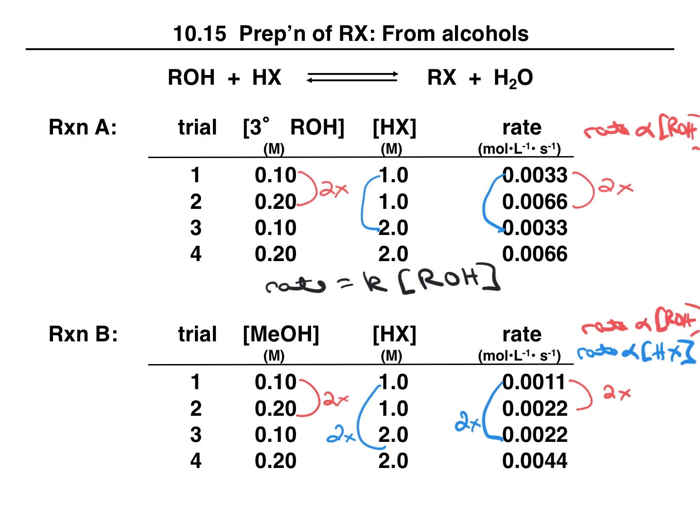So for a reaction with methanol, we would say the rate is equal to some rate constant k times the concentration of alcohol times the concentration of HX. Because we have different rate laws for reaction with a tertiary alcohol compared to reaction with methanol, this means that these reactions must occur through different reaction pathways.